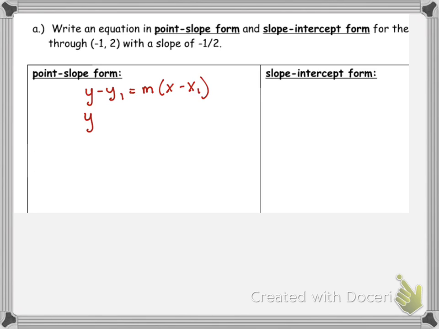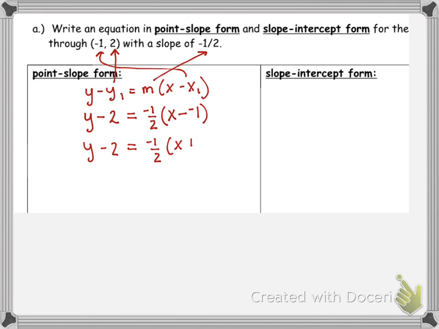So that first y is part of the formula, and then y1 stands for the y value in the ordered pair, so I'm going to plug in that 2, equals m is our slope, so I'm going to plug in negative 1/2 there, x is part of the formula. x sub 1 is the x value from the ordered pair, so minus negative 1. And then you guys know I don't like that. I don't usually ask you to change subtraction except when it's that minus negative. We don't like that, so we're going to write that as plus. And that is the point-slope form.